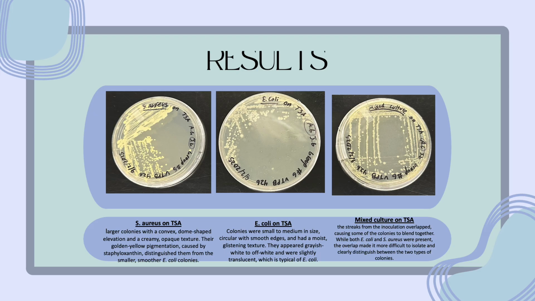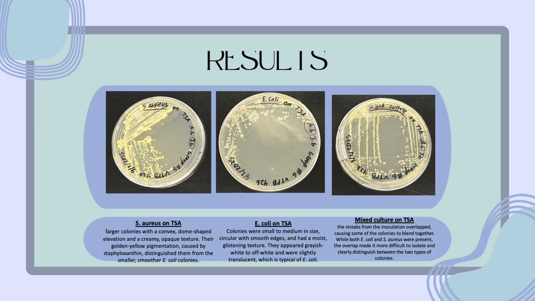As for the E. coli on the TSA plate, colonies were small to medium-sized and also circular with smooth edges. They also had a moist, glistening texture. So this appeared grayish to white to an off-white and were slightly translucent, which is typical of E. coli.